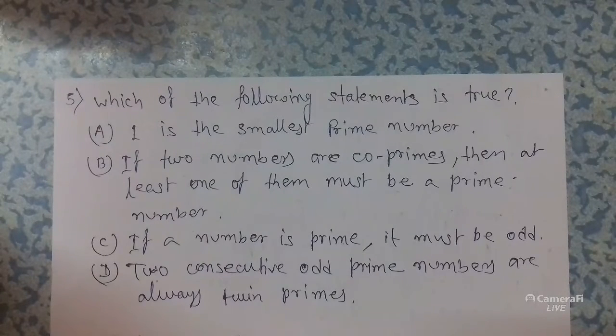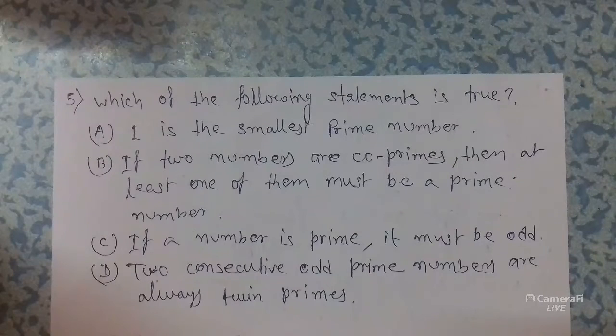So first option is, 1 is the smallest prime number. It is wrong, students, because the smallest prime number is 2. 1 is not a prime number. The smallest prime number is 2. So option A is incorrect.